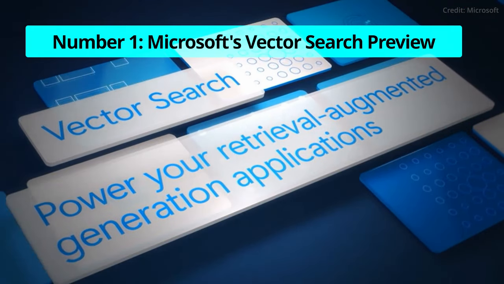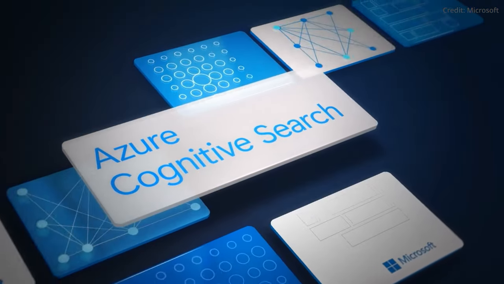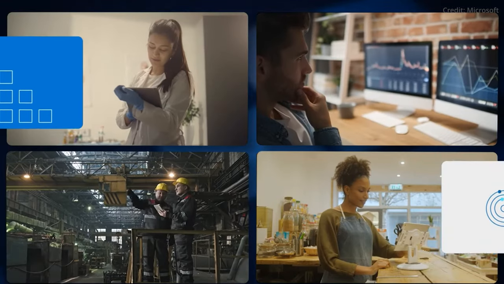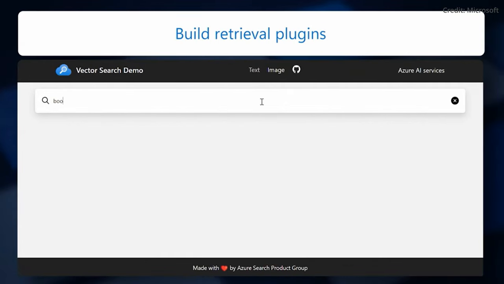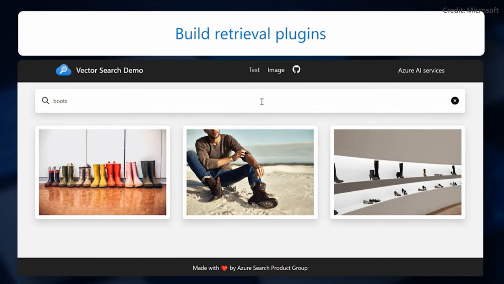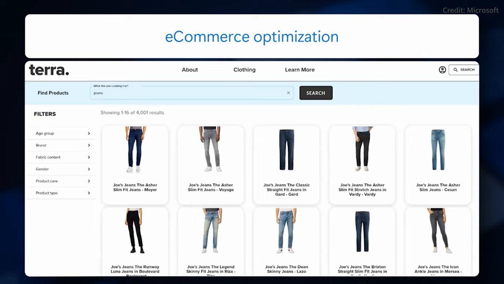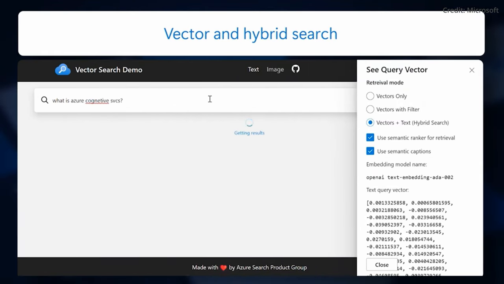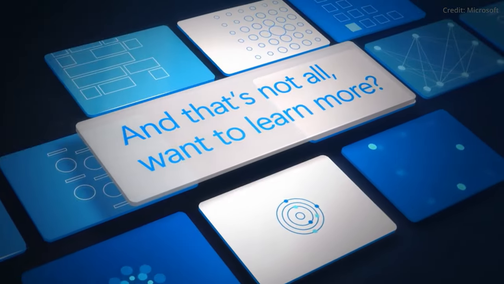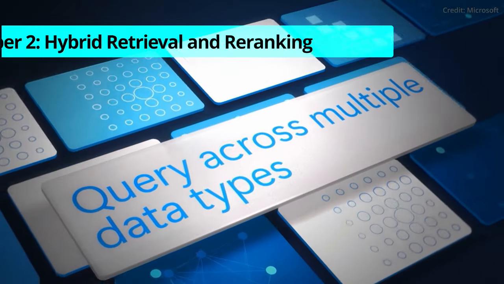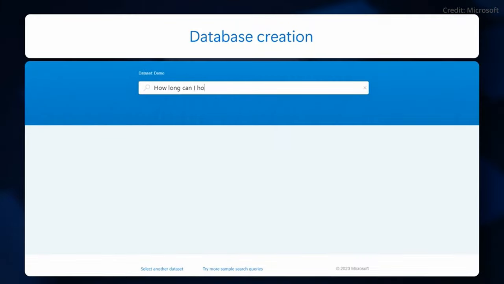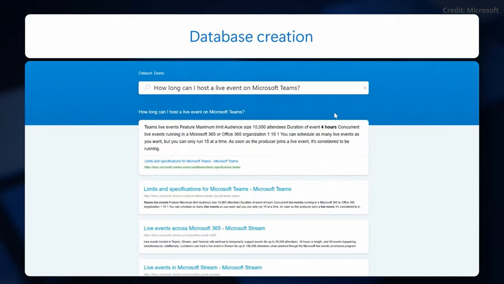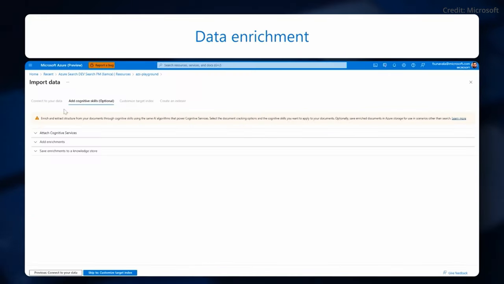Number 1. Microsoft's Vector Search Preview. Launching in Azure Cognitive Search, Vector Search promises to revolutionize the way apps interact with users. By generating personalized responses in natural language, delivering product recommendations, and identifying data patterns, Vector Search offers a more tailored user experience. Number 2. Hybrid Retrieval and Re-ranking. Vector Search goes beyond conventional search methods, providing hybrid retrieval and sophisticated ranking systems to deliver precise and relevant results.